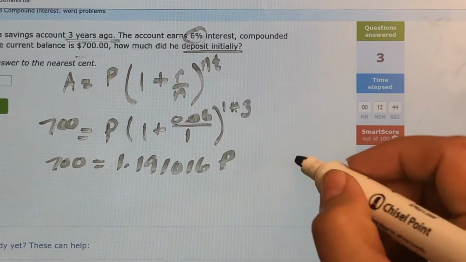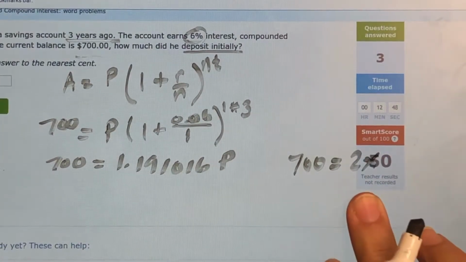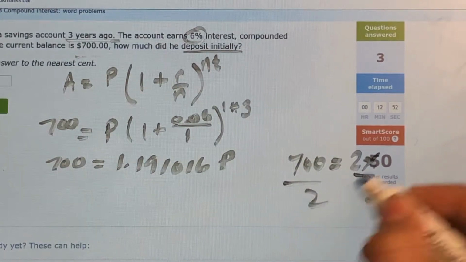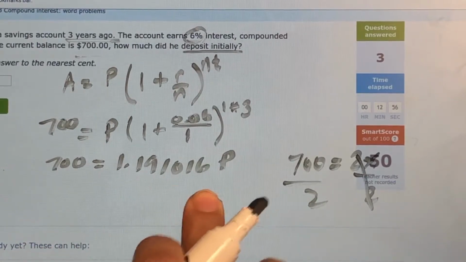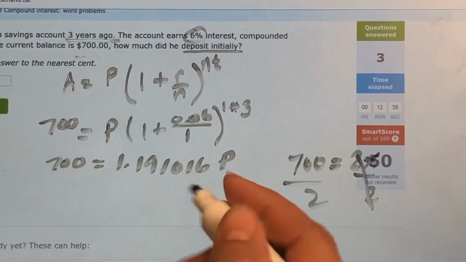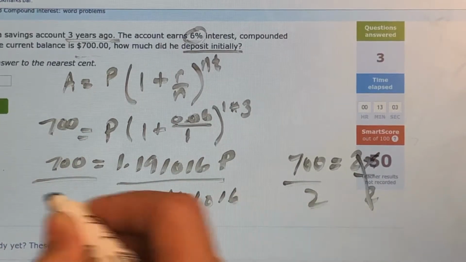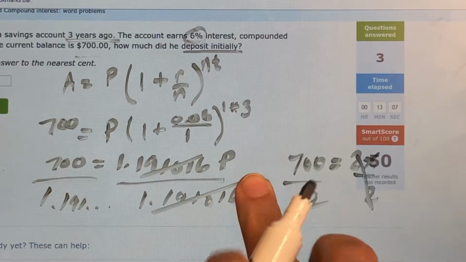Now, I don't want this decimal to throw you off, so I'm going to ask you a question on the side. If I had 700 equals 2x, what would you do to get x by itself? You would divide both sides by what? By 2, and that would give you x by itself. It's the same idea here. I have this decimal times P. So to get rid of this, I just divide both sides by that, 1.191016.